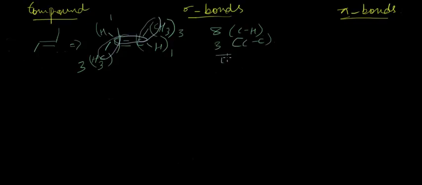3 CC bonds, total 11 sigma bonds. How many pi bonds are there? The number of pi bonds is, there is only one pi bond between C and C. Only one pi bond.